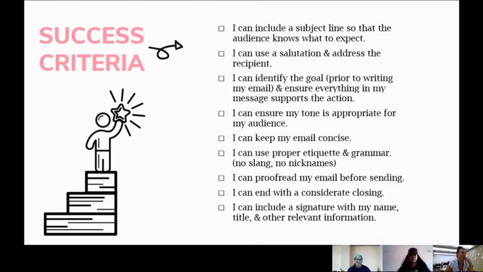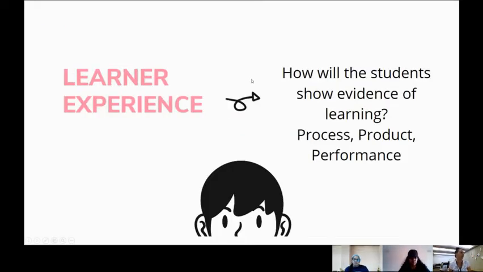All right, so now we need to talk about the actual learner experience. What are our students going to do in order to show us that they are successful? What evidence are they going to give us? They're going to have to write an email. It says, how will the student show evidence of learning? Process, product, or performance. So in this case, we are producing a product, and it is going to be the email.